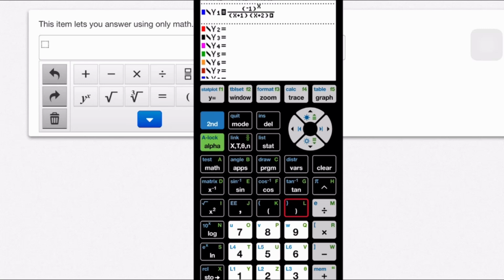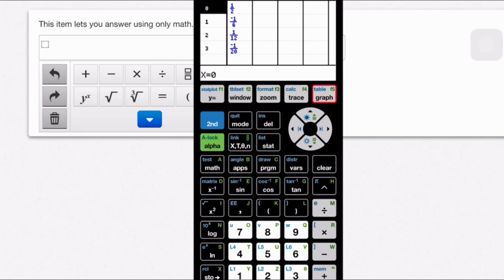Now you cannot graph this, obviously. So what you can do is the table. Just key in the formula, then second graph, and you get a table, so you can get the exact values. Let's say if you want 20, that's not so bad, you can scroll slowly to 20.